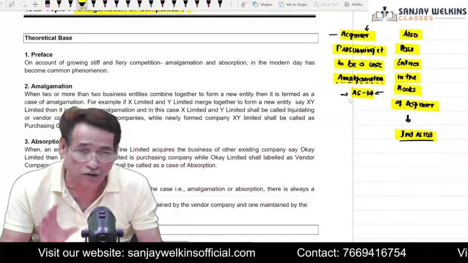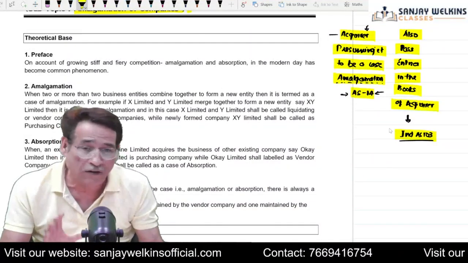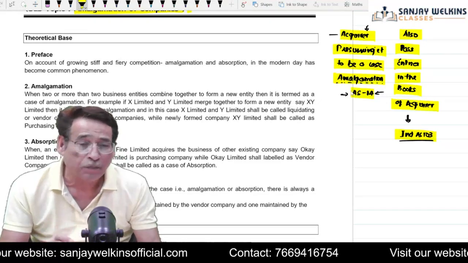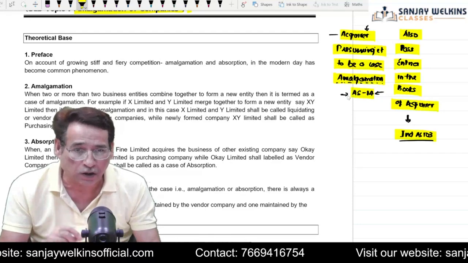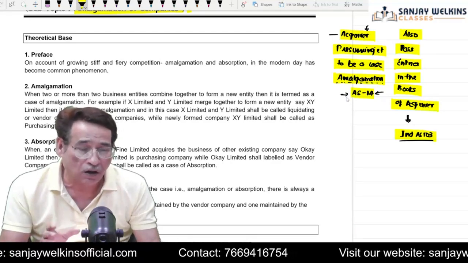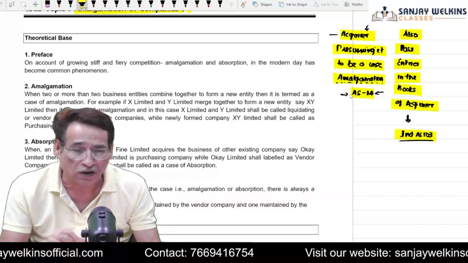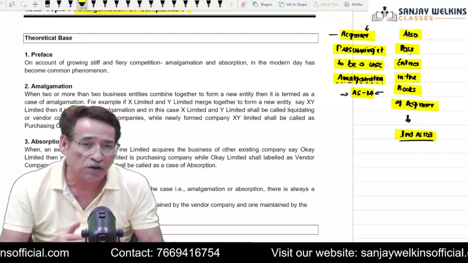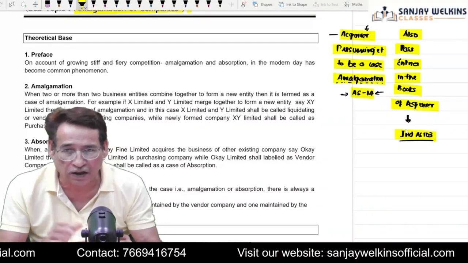You need to be aware of when you have to apply AS 14 and when you have to apply Ind AS 103. If the question specifically states that do accounting or pass entries in the books of acquirer entity, or for that instance purchasing company, presuming it to be a case of amalgamation, then accounting will be done in the light of AS 14. And if nothing such is mentioned, and the question simply says pass entries in the books of acquirer company, simply go by Ind AS 103.